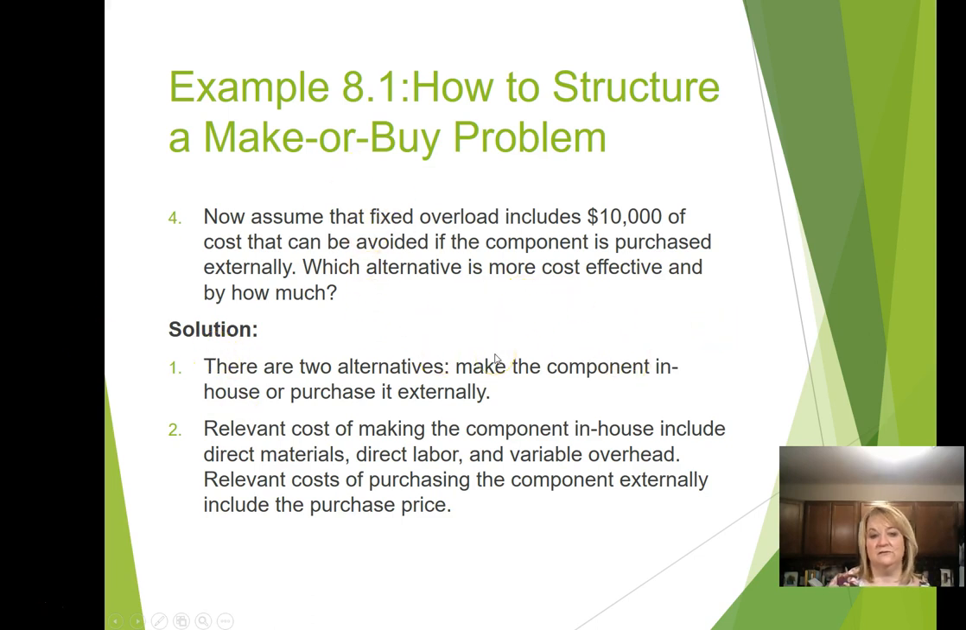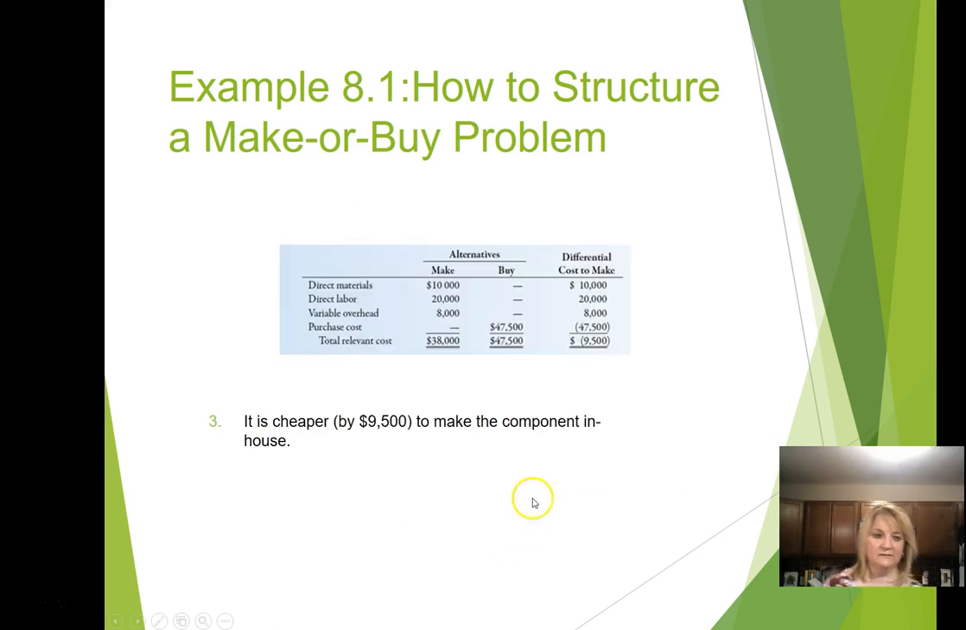So here's the solution. There are two alternatives: make the component in-house or purchase it externally. Relevant costs of making the component in-house include direct materials, direct labor, and variable overhead. Relevant costs of purchasing the component externally include the purchase price. Here are all the details of figuring that out, and you come to that decision. To purchase it outright would cost $47,500. To make it would cost $38,000. The difference: it is cheaper by $9,500 to make the component in-house.